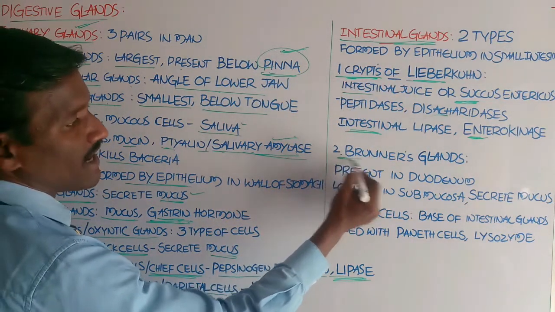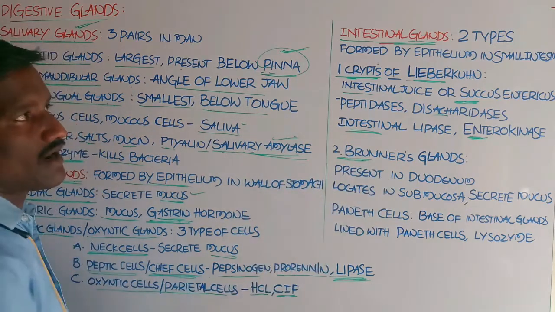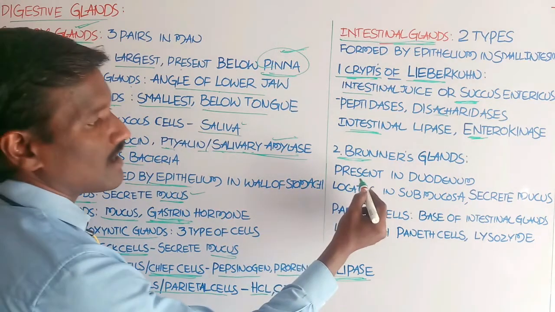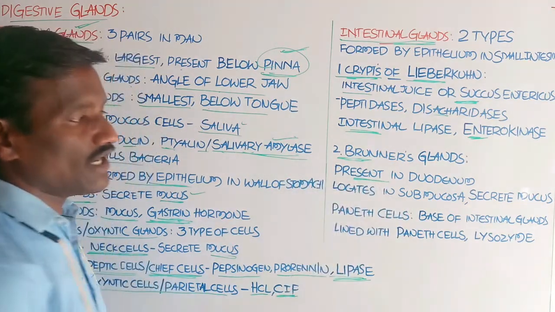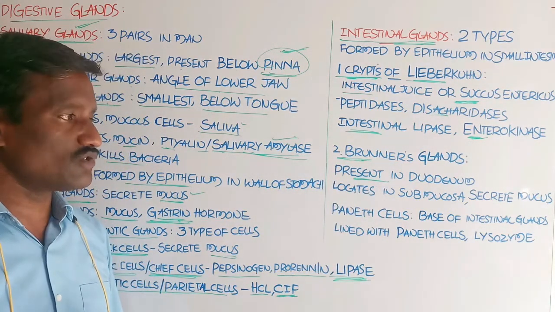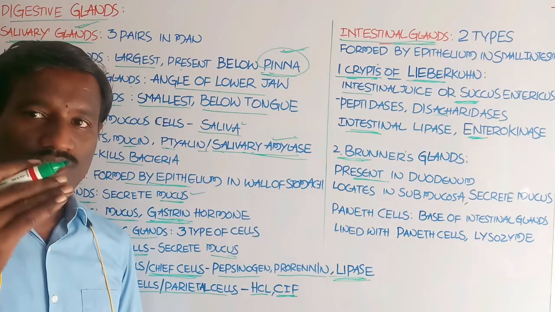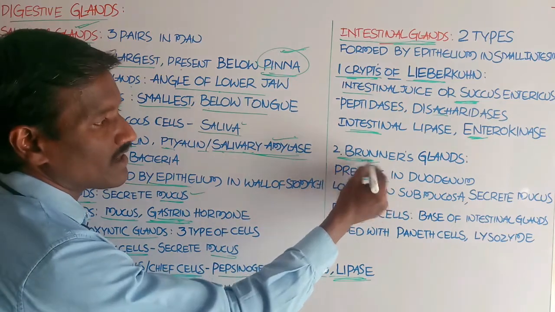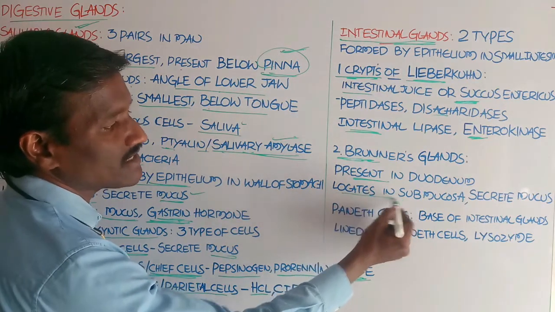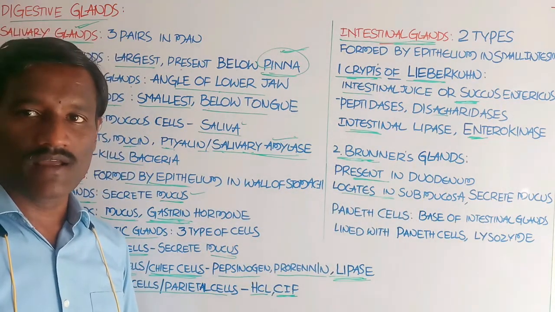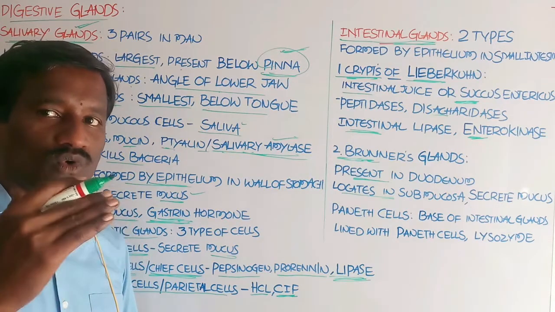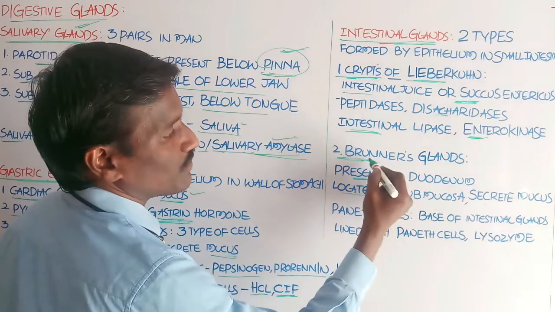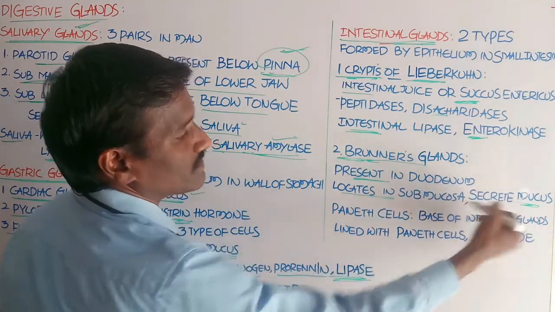Next, Brunner glands. Another one is the Brunner glands. It is one type of the intestinal glands. These are present at the region of the duodenum. Okay, students, the duodenum part of the small intestine consists of Brunner glands, located in the submucosa. Already you know about the mucosa and submucosa. Brunner glands secrete mucus.